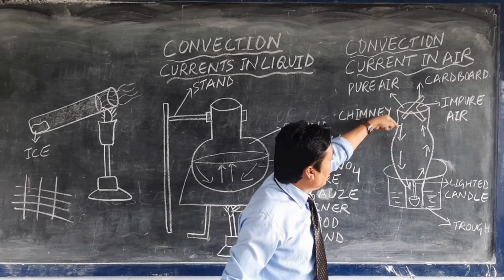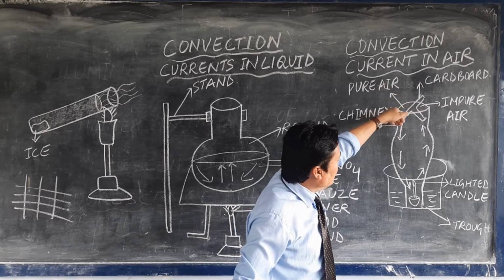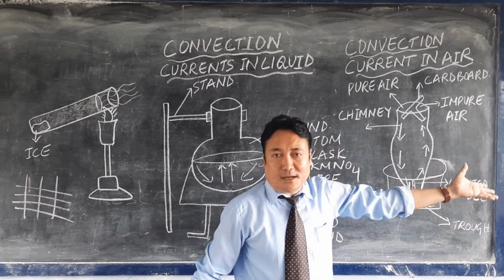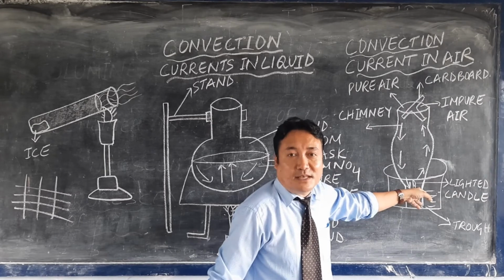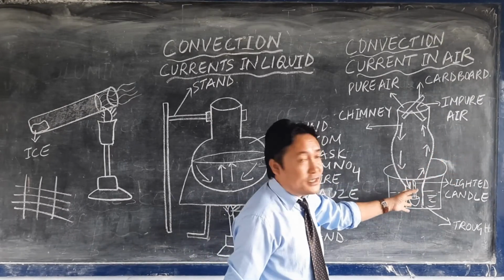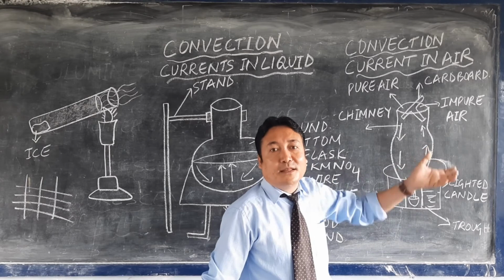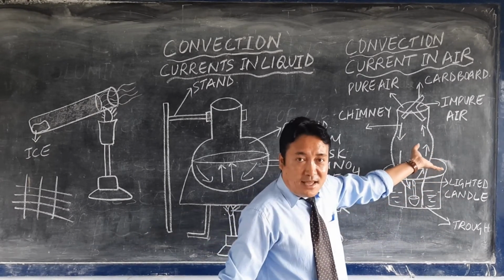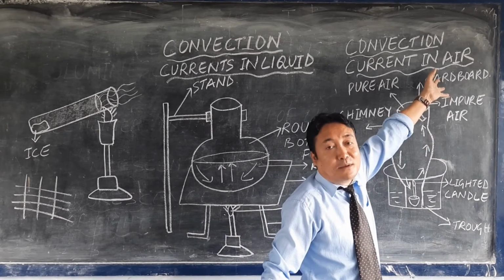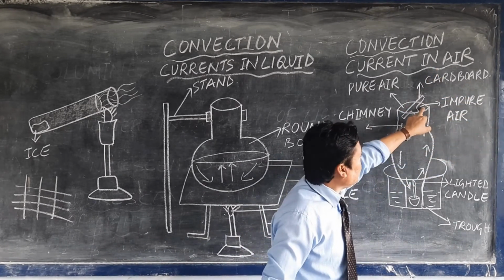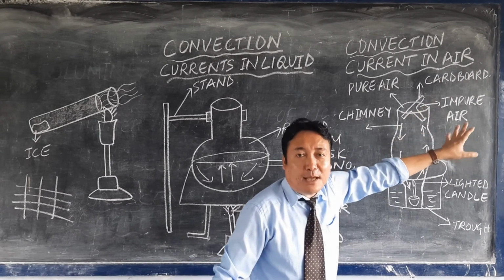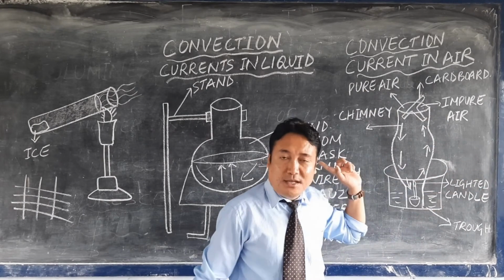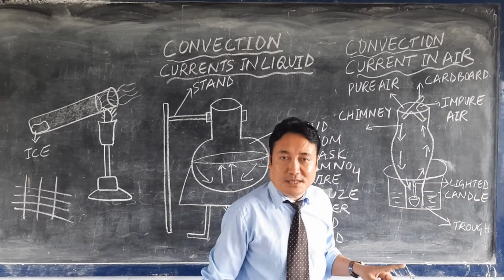Why is it moving inside? The smoke goes downwards, and when it goes downwards, it gets heated up because of the heat produced by the candle. When it gets heated up, it becomes less dense. It becomes light, and that smoke rises up and comes out from the other part of the chimney. This way a convection current is also developed in air, not only in liquid.